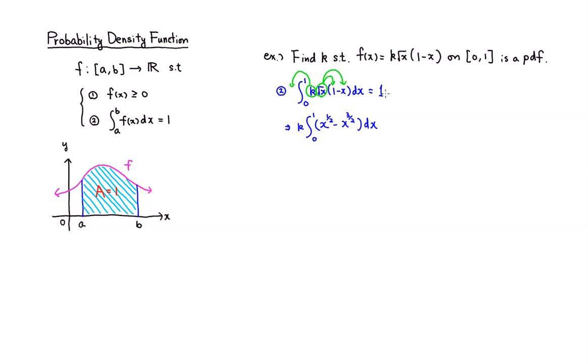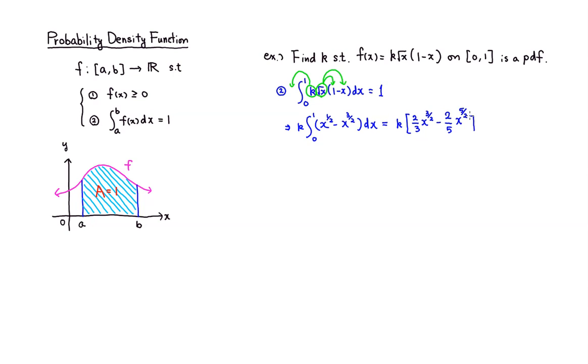This is going to be equal to k times the antiderivative of x to the 1/2 power, which would be x to the, add 1 to the power, so it's 3/2. Divide by 3/2 is the same thing as multiply by 2/3. And the antiderivative of x to the 3/2 is x to the 5/2, add 1 to the power. Divide by 5/2 is equivalent to multiply by 2/5.